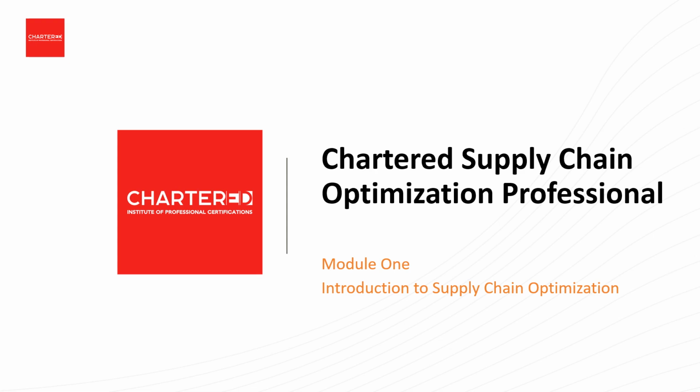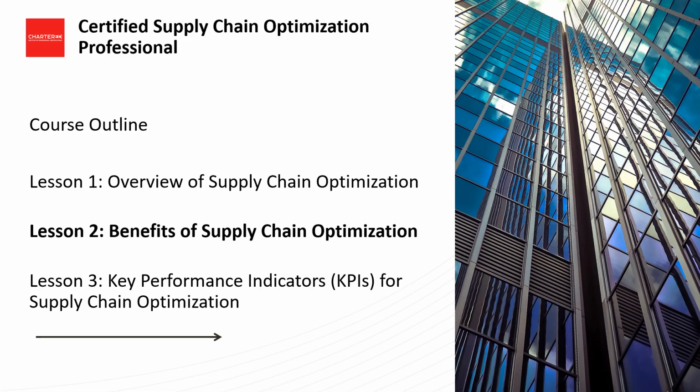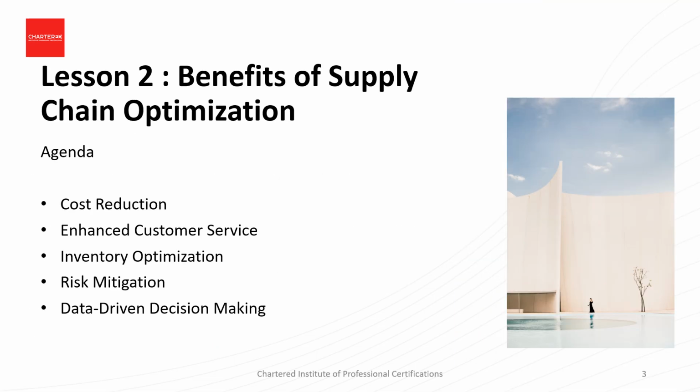Welcome to the second lesson on supply chain optimization. This second course is the benefits of supply chain optimization and the benefits that companies achieve from a properly implemented optimization program. Now the agenda would be as follows. We will look at cost reduction, then enhanced customer service, inventory optimization, risk mitigation, and finally data-driven decision making.